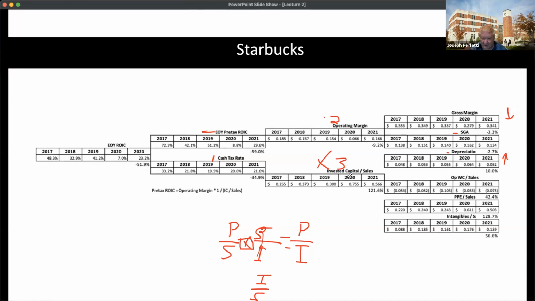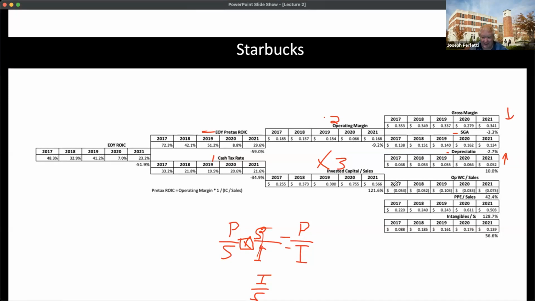Second level, click down to the balance sheet. Invested capital, you did the conversions, three things. OpWC, working capital, operating working capital. That's your operating cash, your inventory, your receivables, net of your payables, primarily.